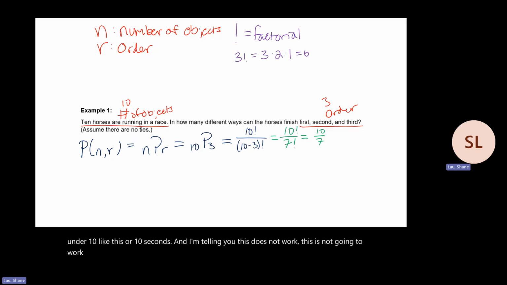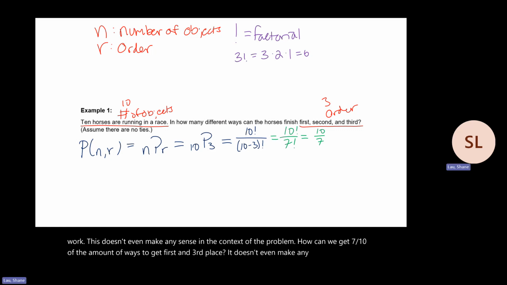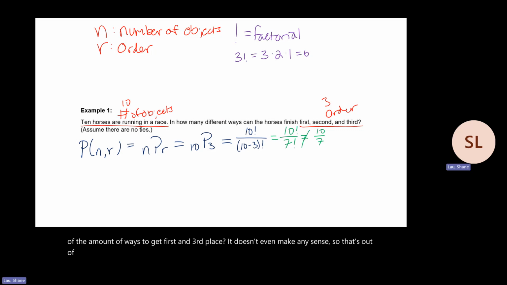This doesn't even make any sense in the context of the problem. How can we get 7/10 of the amount of ways to get first, second, and third place? That doesn't even make any sense. So that's out of the picture. It doesn't make any sense.